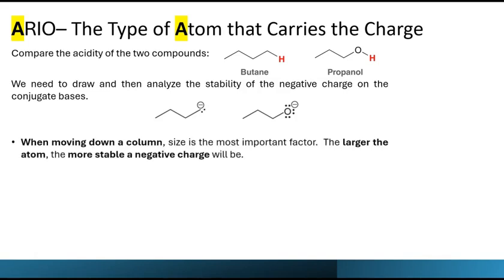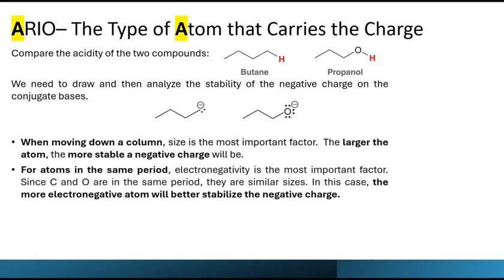When moving down a column of the periodic table, size is the most important factor. The larger the atom, the more stable a negative charge will be. For atoms in the same period, or in the same row on the periodic table, electronegativity is the most important factor. In this case, C and O are in the same period. They are similar sizes. Therefore, the more electronegative atom will better stabilize that negative charge. And that will be the O, because O has a greater electronegativity when we compare it to carbon.